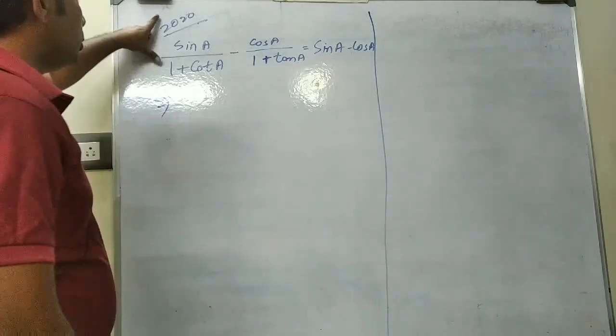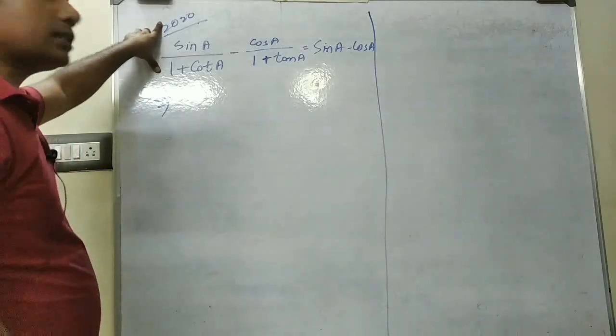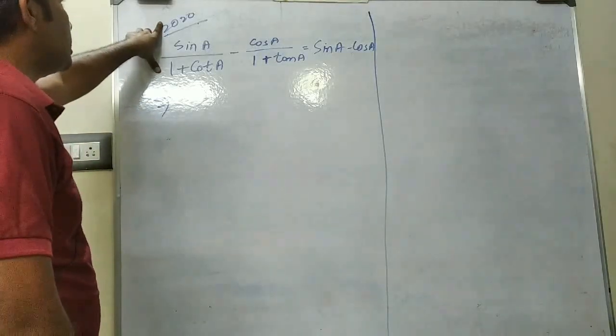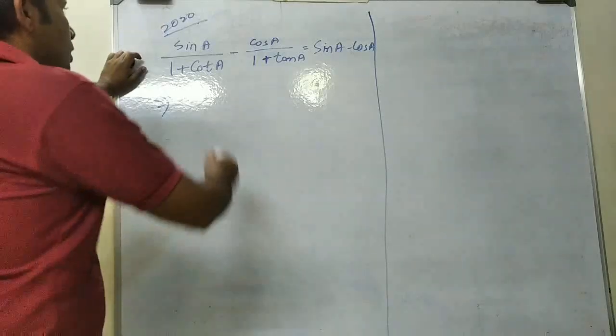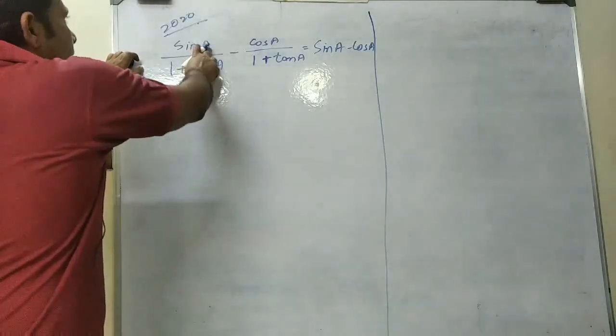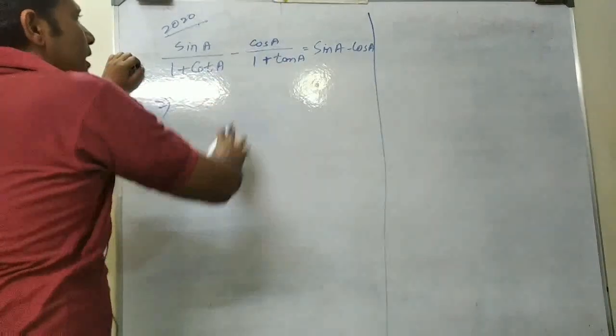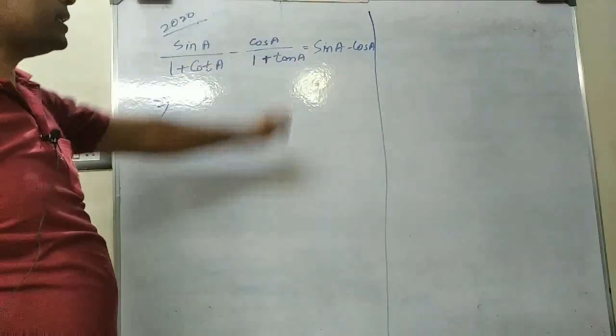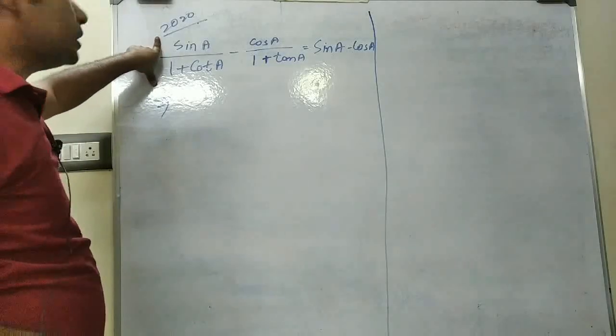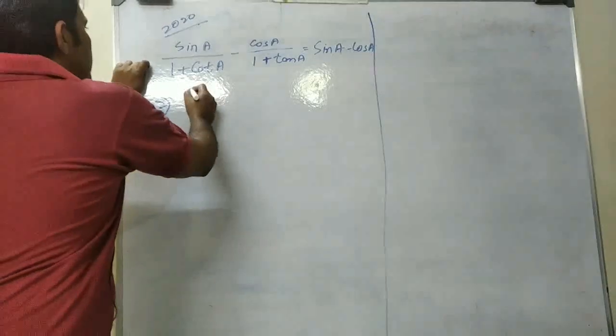This is the question that was asked in the examination hall in 2020. So what was the question? sin A by 1 plus cot A minus cos A by 1 plus tan A is equal to sin A minus cos A. This was the question that was asked. So we will solve this.